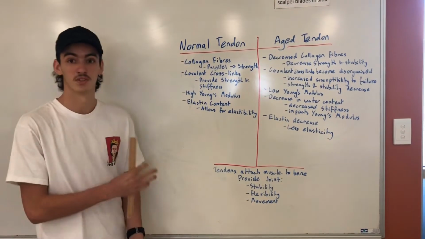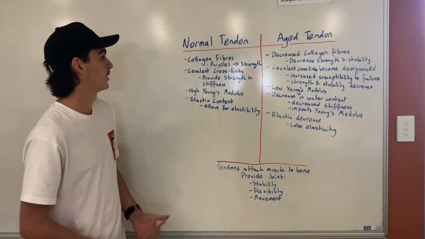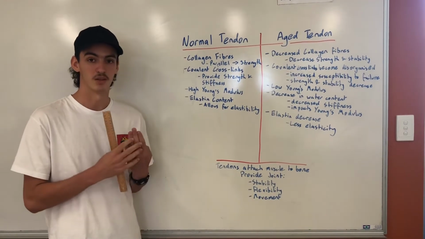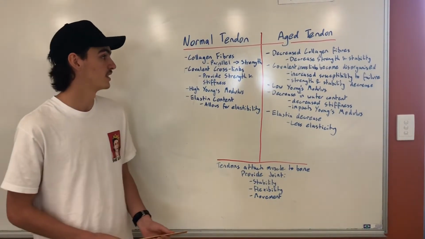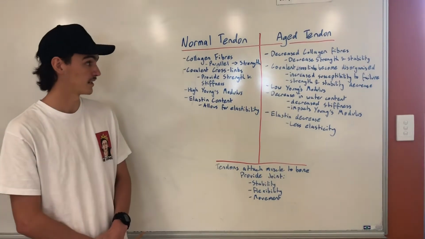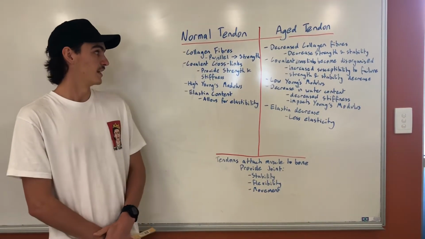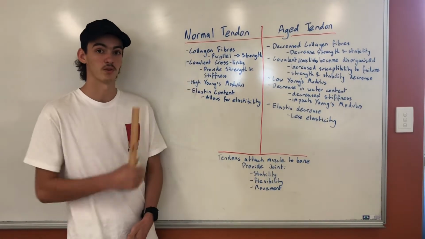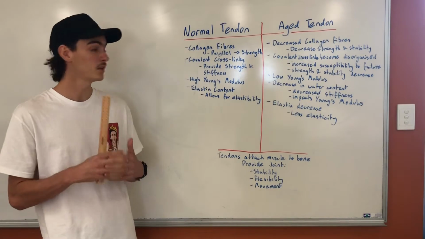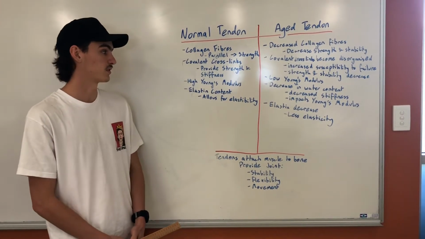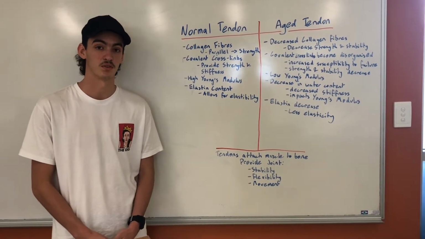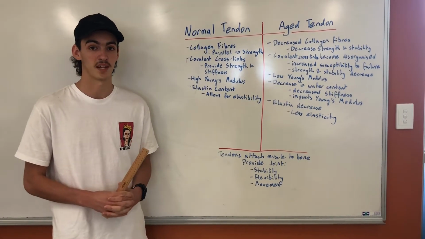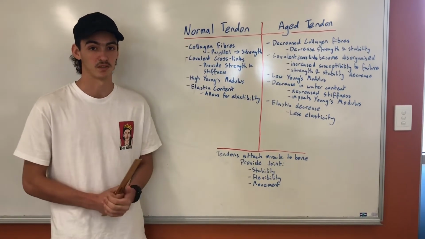Moving on to a normal tendon to begin with, they're composed of a good amount of collagen fibres. These collagen fibres are in a parallel format, which increases the strength of the tendon. In addition, the fibres are arranged with covalent cross-links, meaning that they cross over one another. These covalent cross-links provide strength and also stiffness to the tendons. So this decreases the risk of a tendon snapping and helps it perform its functions correctly.